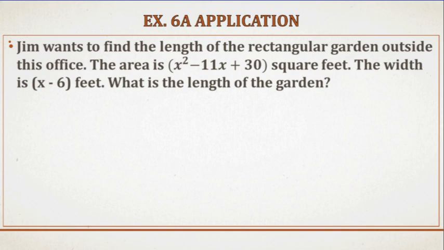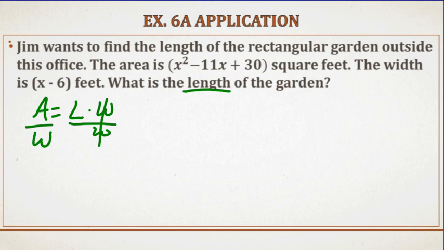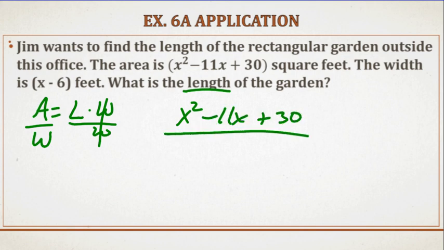And I want to go through one more problem application. This one, finding area. I'm not going to solve this whole thing, but I'll help set it up. Remember, area equals length times width. If they want us to find the length, I need to solve for the length. So I divide by the width. So I have the area. The area is x squared minus 11x plus 30. And divide that by the width, which is x minus 6.